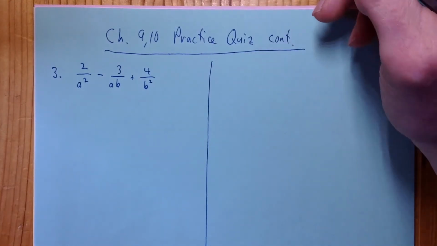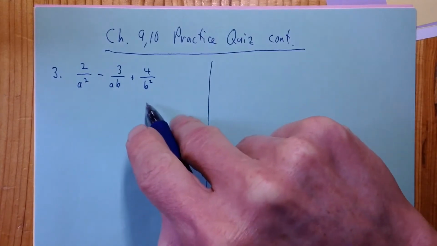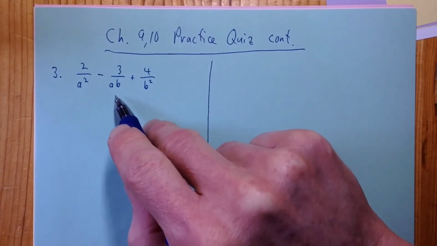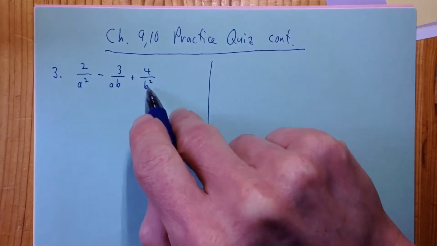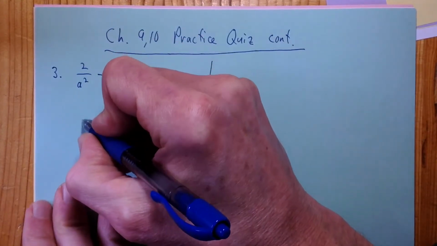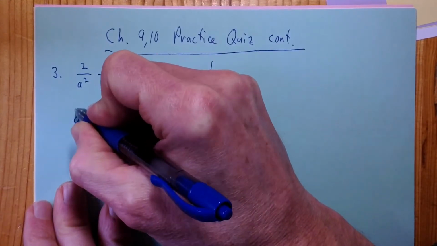Okay, so finishing the practice quiz, number 3 on the back side says to add these with a common denominator. Usually you multiply them all together, but if we see we multiply a squared times b squared, that includes ab. So our common denominator can be a squared b squared. So let's try that, a squared b squared.